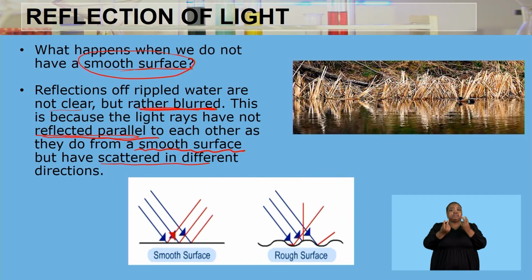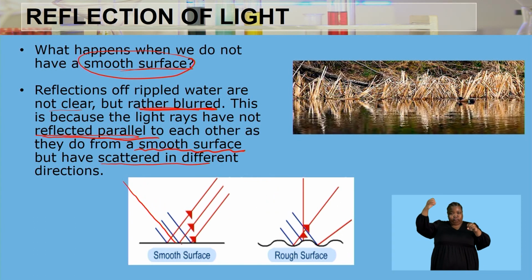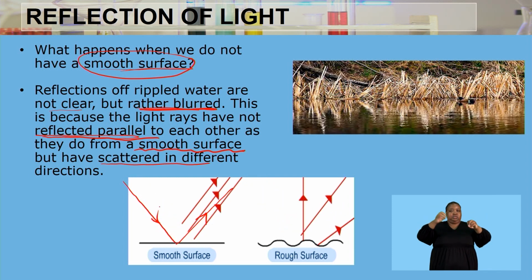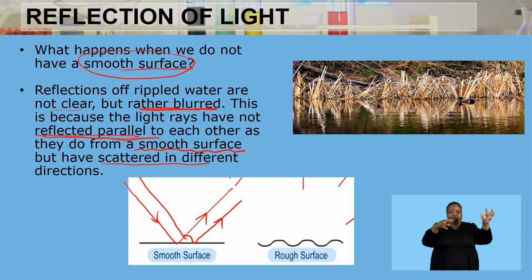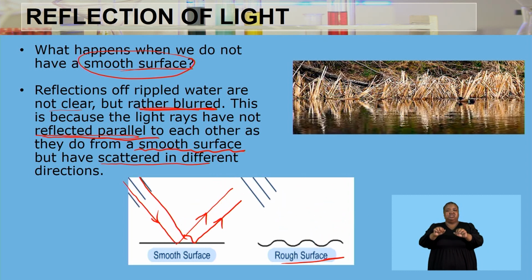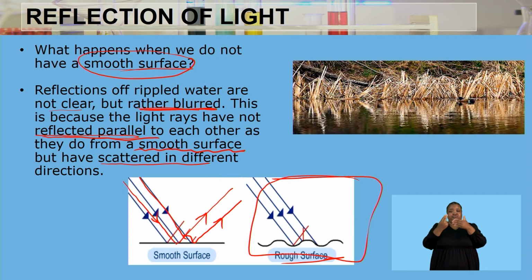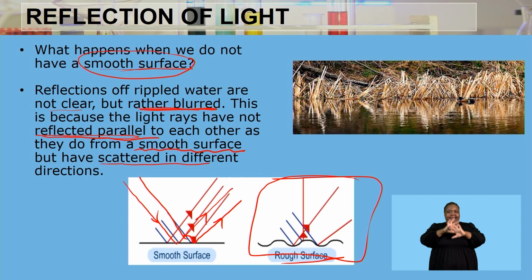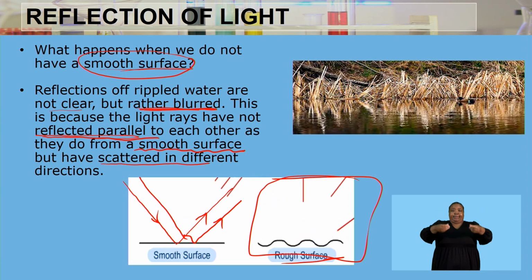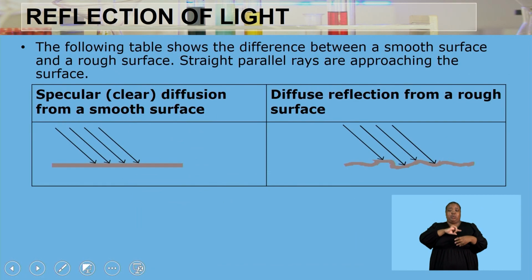So as we can see, on a smooth surface, the incident rays are going to be reflected off that particular surface parallel to each other. However, in a rough surface, the reflected rays, as we can see, are scattered all over the place. So this particular diagram here doesn't give us a clear picture. We can even see from the picture here that the water is rippled. So because of that, when we're looking at the image that is formed on the surface of the water, the image is not clear. It is not a clear image because of the light rays that were scattered all around that particular space, because the surface is not smooth.